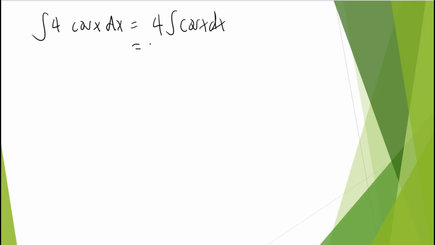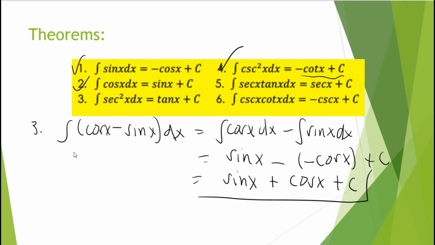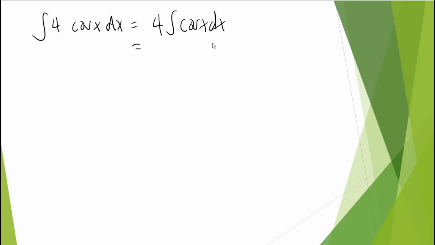Okay, I will give you more examples. Let's say we have the integral of 4 cosine x dx. We place 4 outside and we integrate cosine x dx. The integral of cosine x is sine x plus c. So therefore, we have 4 sine x plus c. So this is the final answer.